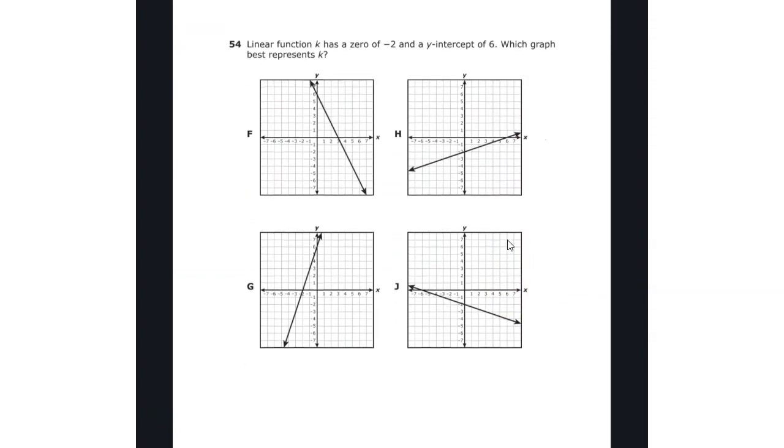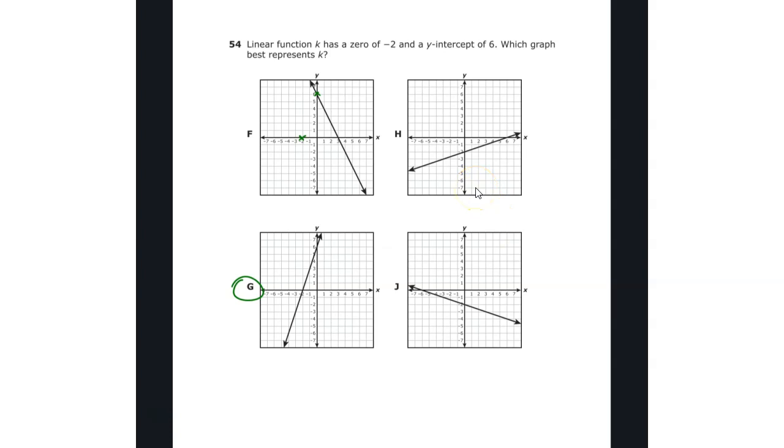All right, this is the last question for this test. A linear function k has a 0 of -2 and a y-intercept of 6. Which graph best represents k? When we say a 0 of -2, that means it's going to cross here, and a y-intercept of 6. So that's what we're looking for. -2, 6.